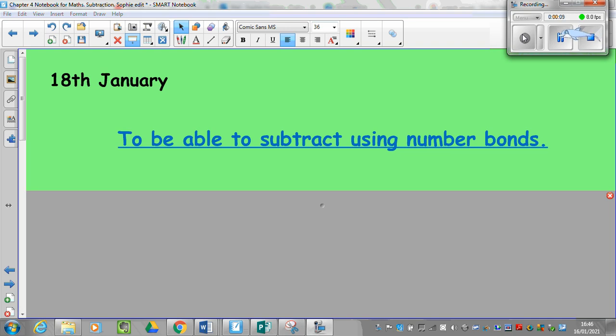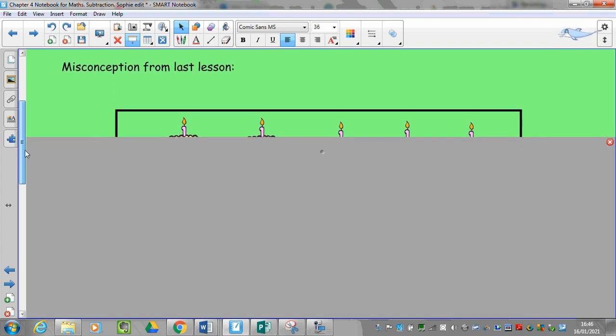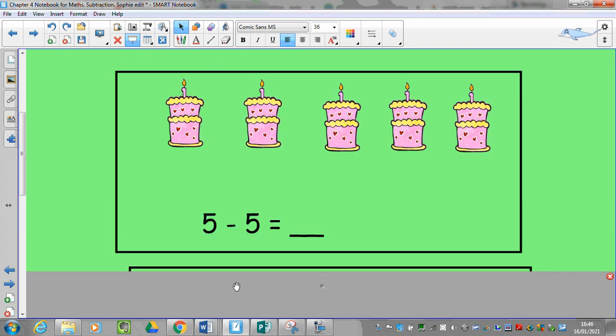So today we are going to be looking at how we can use our knowledge of number bonds to help us with our subtraction. But before we do that, I want to revisit something that came up from last lesson on Friday. I hope you've had a lovely weekend between then and now.